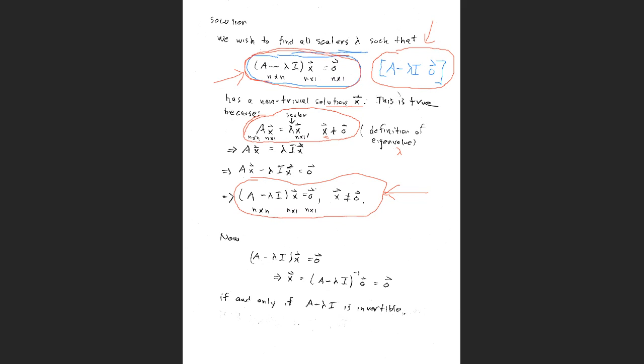So, if you have A minus lambda I times x equals the 0 vector, then x would equal the inverse of A minus lambda I, a square matrix, times the 0 vector. And that equals a 0 vector if and only if A minus lambda I is invertible.